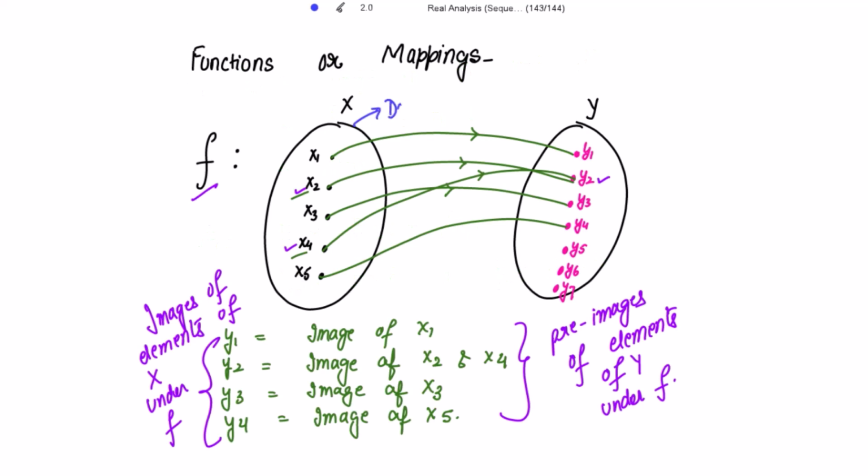Here X is called the domain of f and Y is called the codomain of f, right? There is one more term, the range of f. What is the range of f? The range of f is the collection of all the elements of Y which are associated with the elements of X, right? So here the elements of the range consist of y1, y2, y3, y4. This is the range of f, right? So from here we can also say that the range of f is a subset of the codomain.